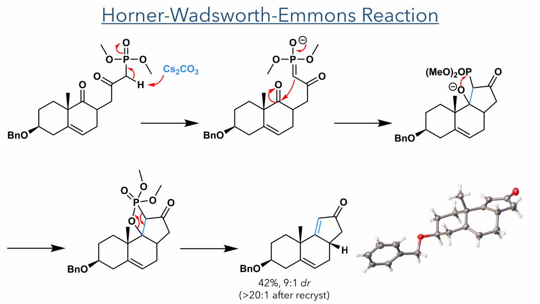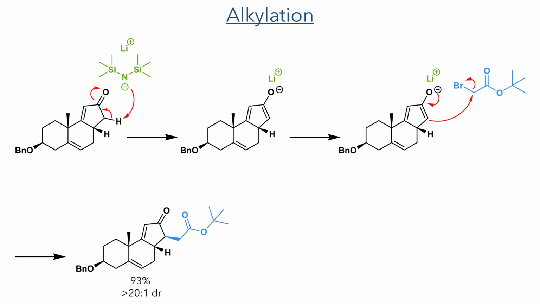The resulting alkoxide can then attack the phosphonate, forming a 4-membered oxaphosphetane intermediate, similar to that formed during a Wittig reaction. This intermediate then undergoes a cycloreversion, forming a new carbon-carbon double bond to complete the enone in a 42% yield with a 9:1 DR. This compound was then recrystallized to provide the desired isomer with a greater than 20:1 DR.